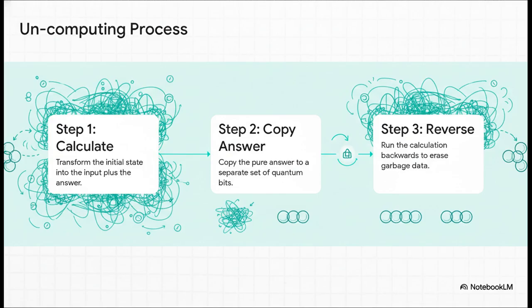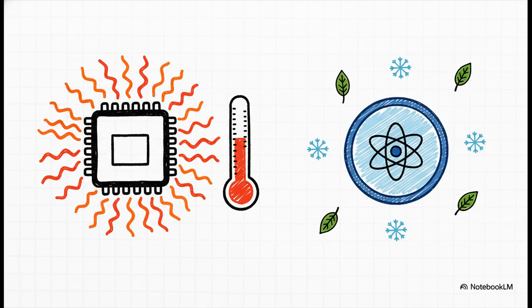It works in 3 steps. First, you just run the calculation, garbage and all. Second, you carefully copy the final answer, the part you actually care about, to a fresh set of quantum bits. And then step 3, and this is the magic part, you run the entire original calculation in reverse. It perfectly erases all that intermediate garbage, returning those qubits right back to their original starting state. So all you're left with is your clean input and your pure, isolated answer. It's so elegant.